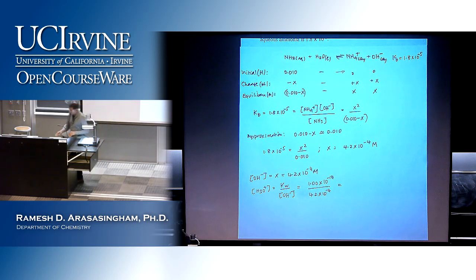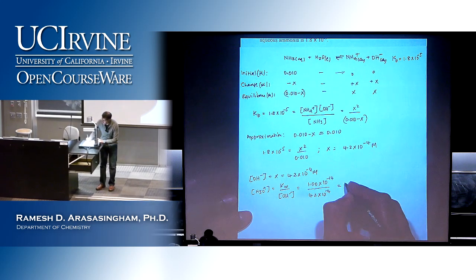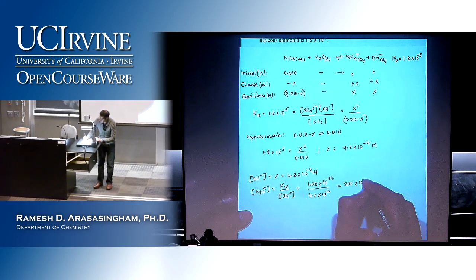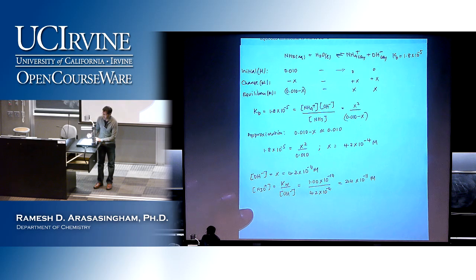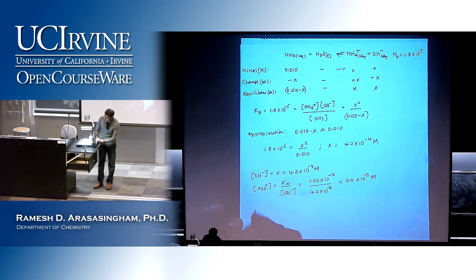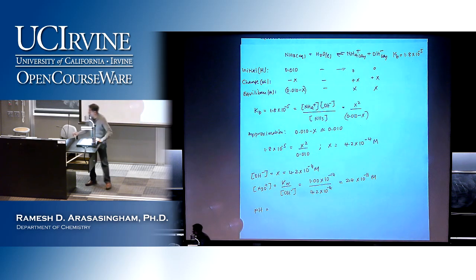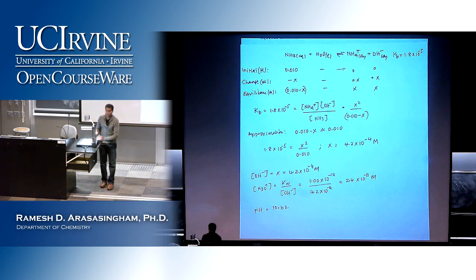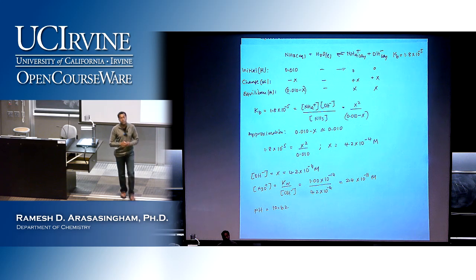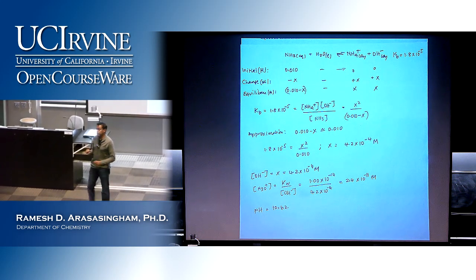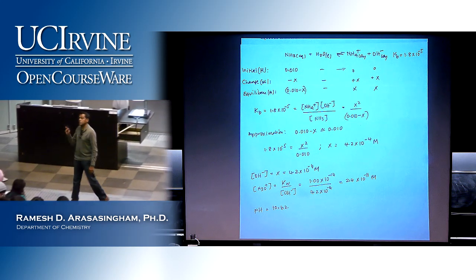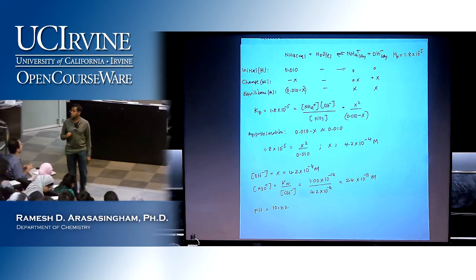And that number comes out to be 2.4 times 10 to the negative 11 molar. And now that I know the hydronium ion concentration, I can figure out pH, which comes out to be 10.62. So now I take the negative log of that number, and that gives me the pH. Because we're carrying 2 significant figures, the answer goes to 2 decimals.